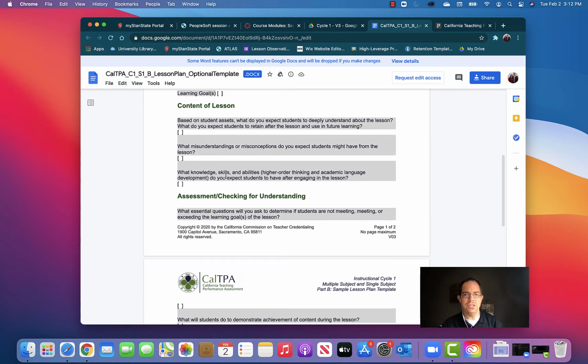And then what knowledge, skills, abilities, higher order thinking, and academic language development do you expect students to have after engaging in this lesson? So you want to talk about, I hope they'll be more critical thinkers in this way. I hope they've acquired this academic language. I hope that they have this understanding, this skill set. We've talked about this before. Once you break down that standard, you should be able to articulate what skills and what knowledge they need, and you want to put that in this box.